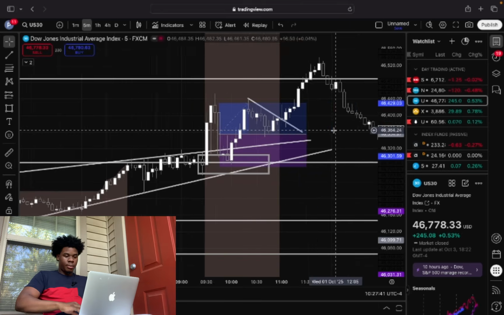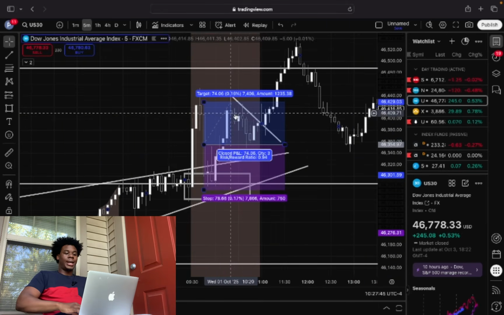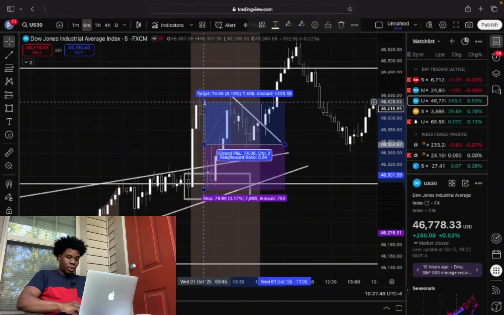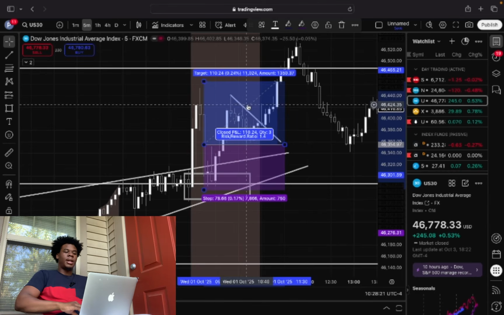I was lucky. I'm not gonna lie to you guys. I was lucky because price was already up here, but it ended up coming down and retesting. If price doesn't go up to the 1 to 2, which is right here. And you got to see price wicked it, but it never closed in it.